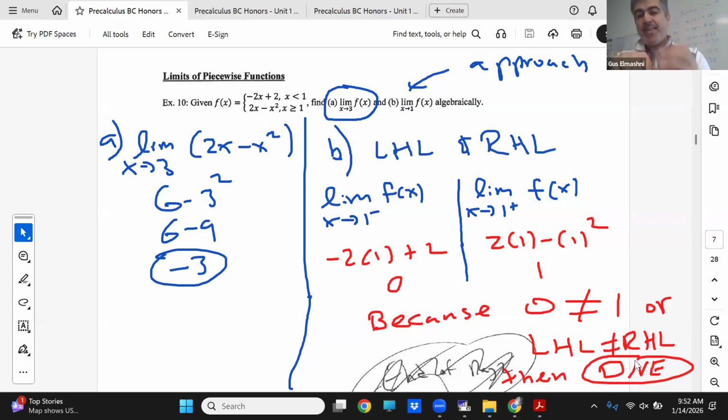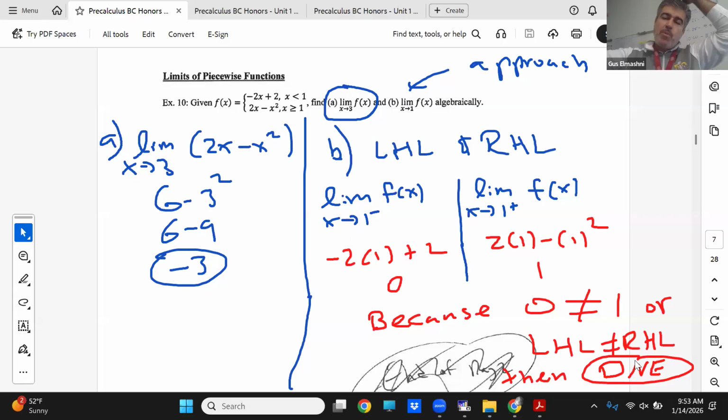But for this specific example, part B, x is approaching a number at the boundary of the piecewise function. What's the boundary here? 1, because that's when we have to make a decision. At 1, are we going to go with the top or bottom? That's where weird things could happen, because you have two different expressions. They may link up, they may not. Do these link up? They do not. There's a hole there.